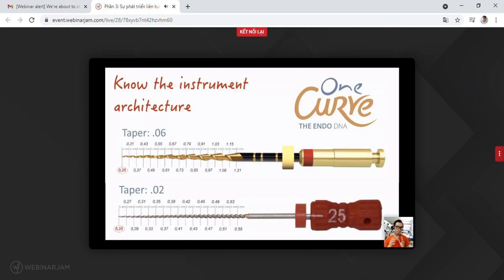So from this point of view, you can see that the minimum instrumentation size is 25/04. It means in the middle between 2% and 6% taper, 25 over 4%. So if we want to reach a minimum diameter of the root canal, we may shape the canal with 0.25 at the apex through the working length, then 0.29, 0.33, and so on.